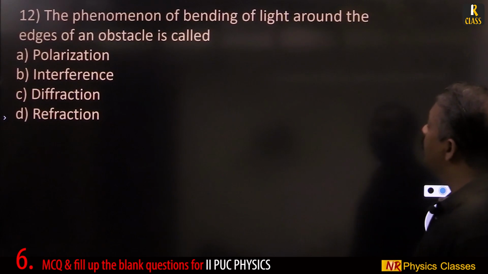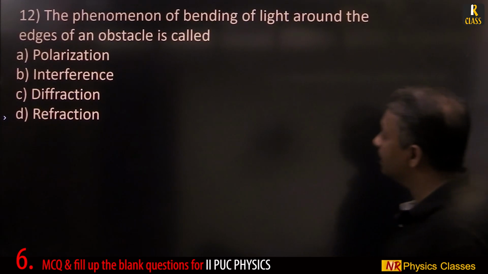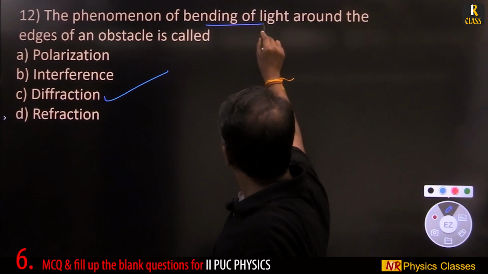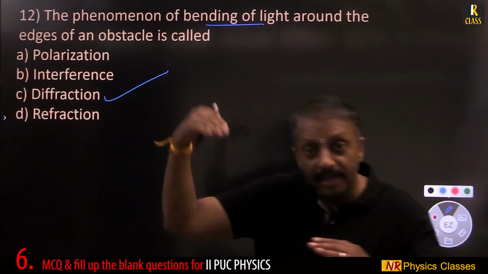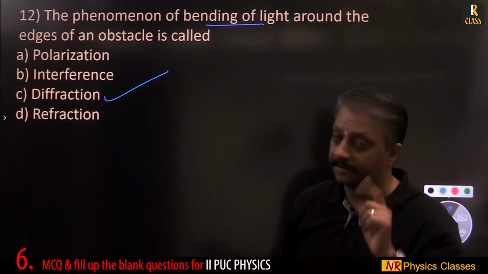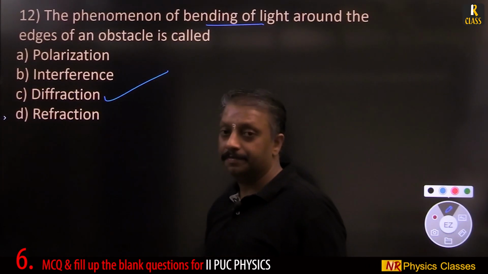The phenomenon of bending of light around edges of an obstacle is diffraction. Bending at the edges of an obstacle. Bending when it travels from one medium to another medium is refraction. Here, diffraction.